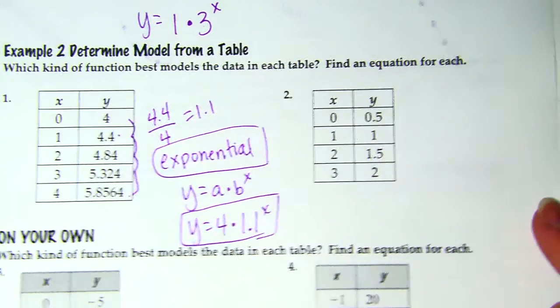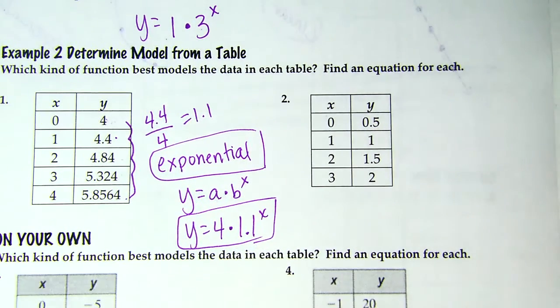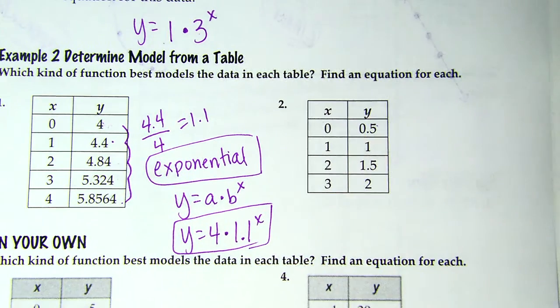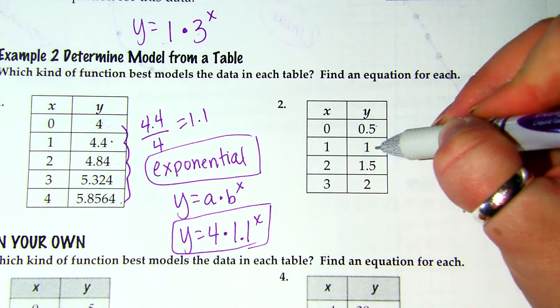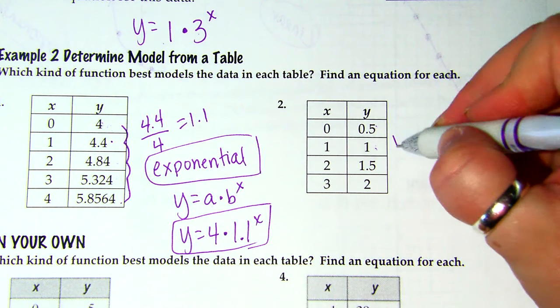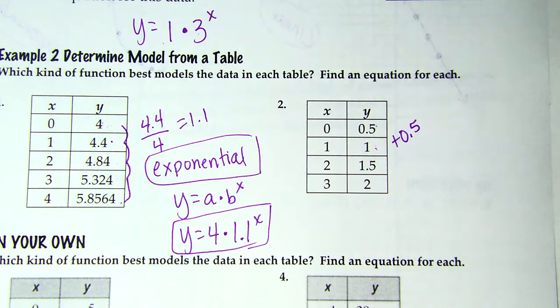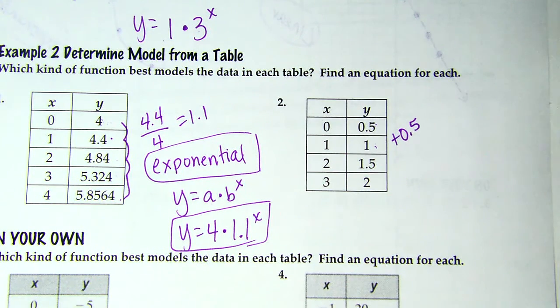Number 2, so first we have to figure out the pattern here, so I'll give you a minute to look at it. So it's getting bigger. It's either adding or multiplying. So I always check adding first because that's typically easier. So this is plus 0.5, so is this, so is this. So that has to be the pattern. It's adding 0.5. And if it's an adding pattern, it's linear.